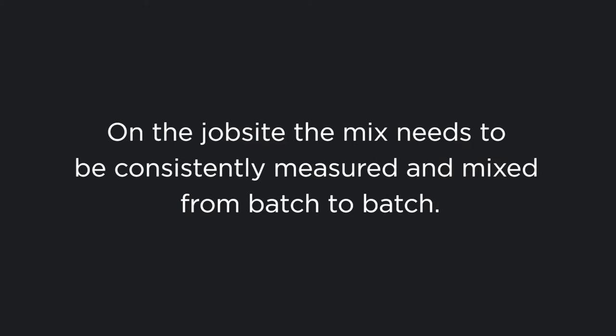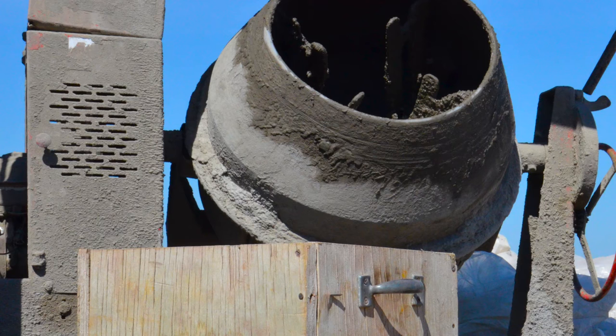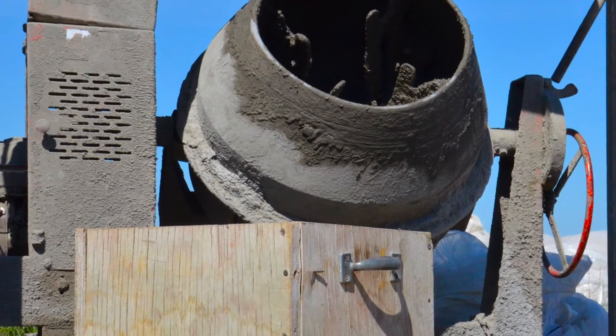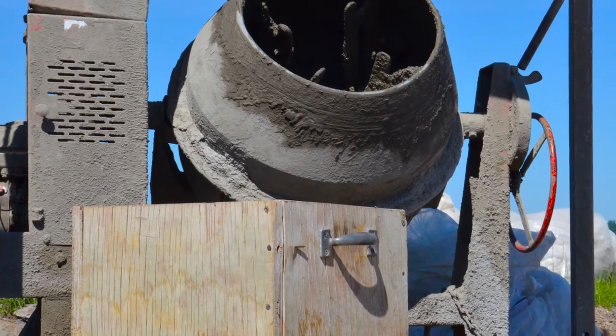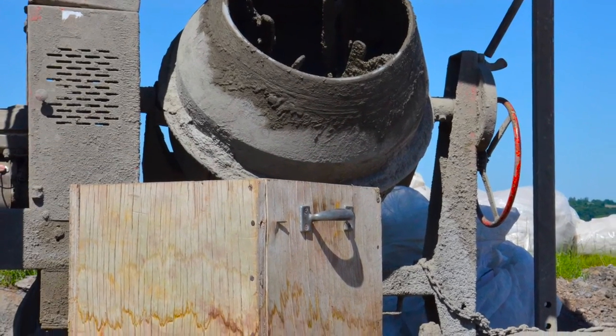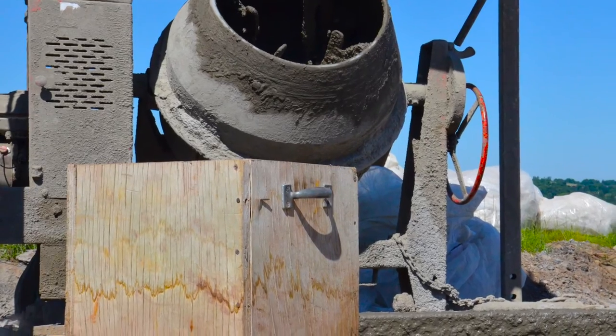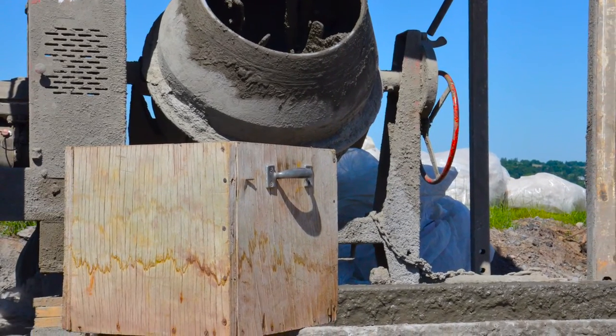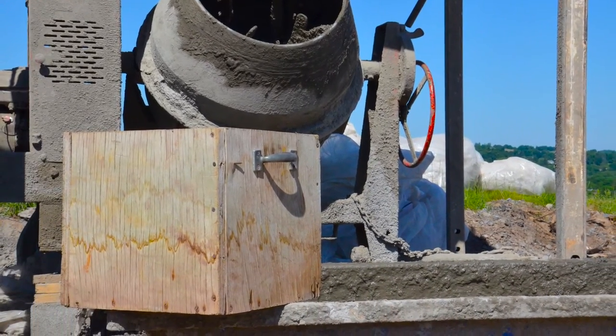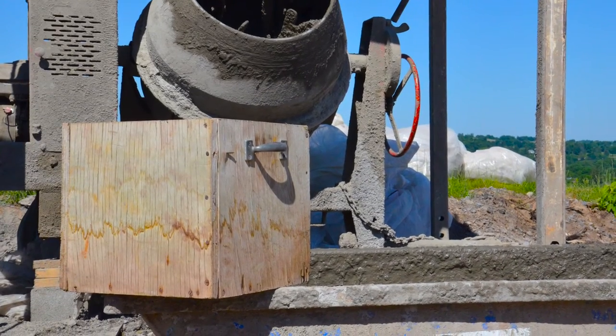On the job site, the mix needs to be consistently measured and mixed from batch to batch. Architects, engineers, and job site inspectors will want to see some type of measuring device used, such as a cubic foot box. Water is adjusted to weather conditions and absorption differences of the masonry units if different kinds are being used.